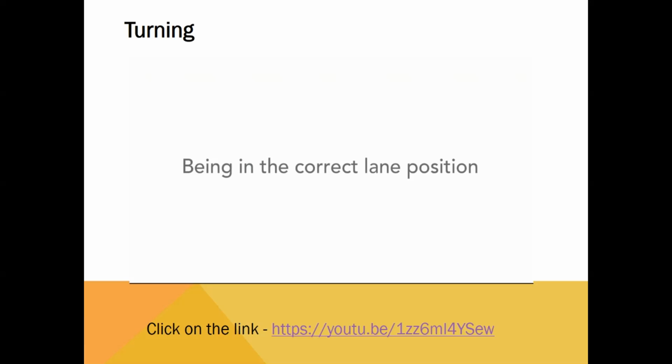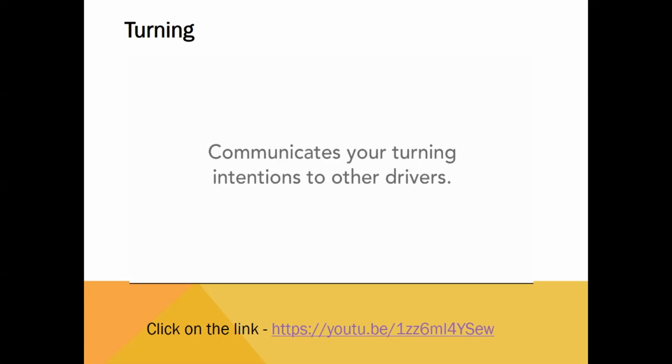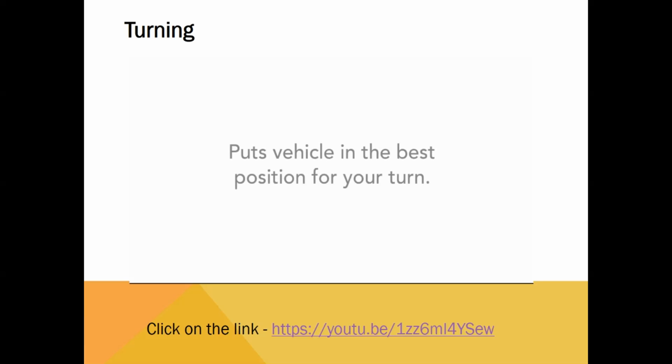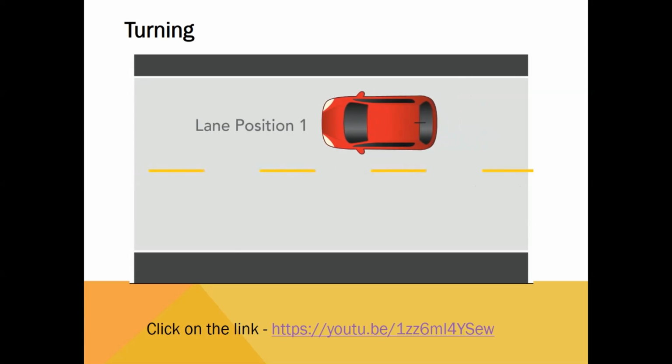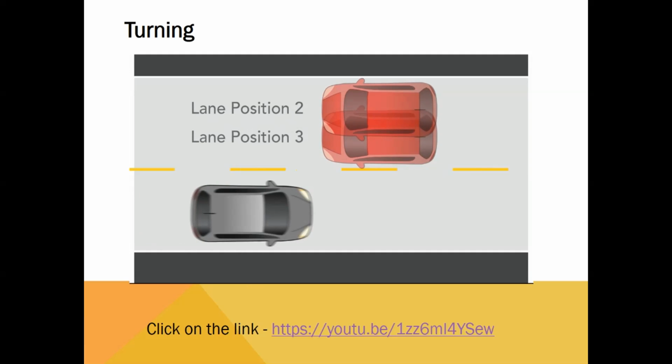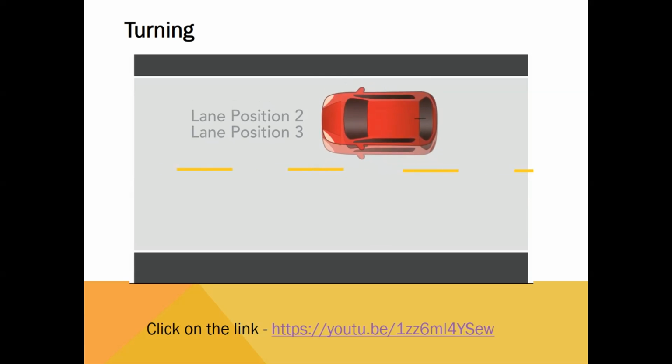Be sure you discuss how important lane positions are to turning in traffic. Being in the correct lane position communicates your turning intentions to other drivers, improves your line of sight, and puts your vehicle in the best position for your turning maneuver. Lane position 1 is the position in the center of the lane. We've already discussed how this is the best position for normal driving conditions. Positions 2 or 3 are where you'd want to be if you're planning to turn, change lanes, or park.